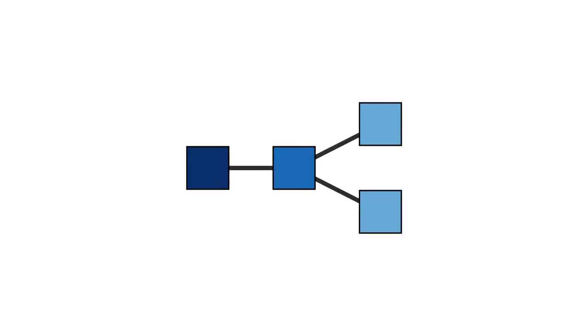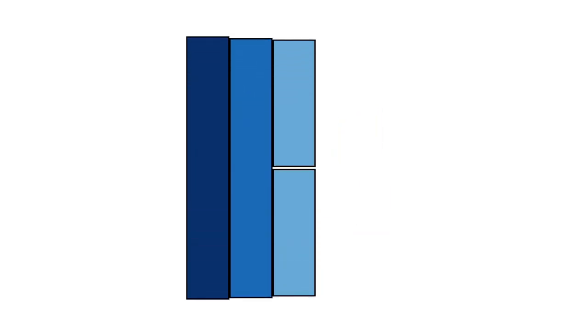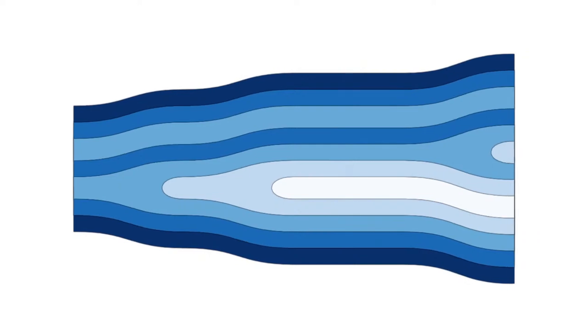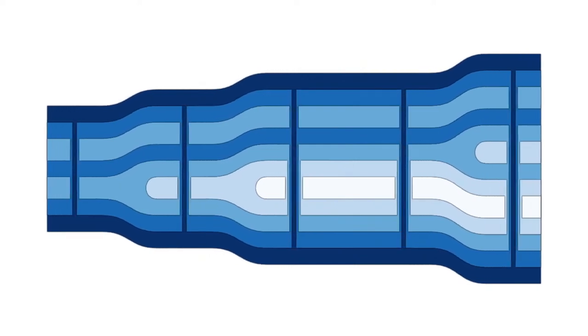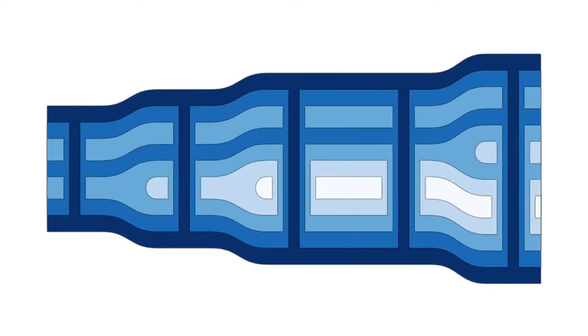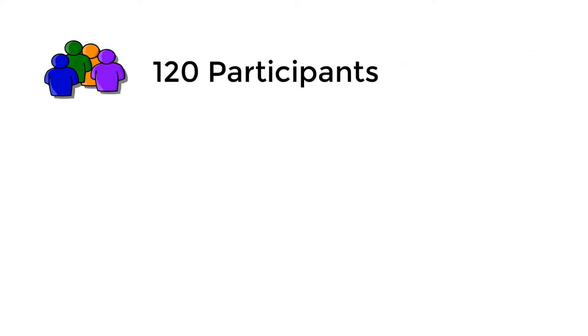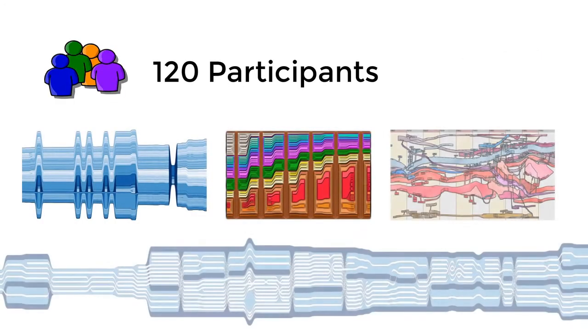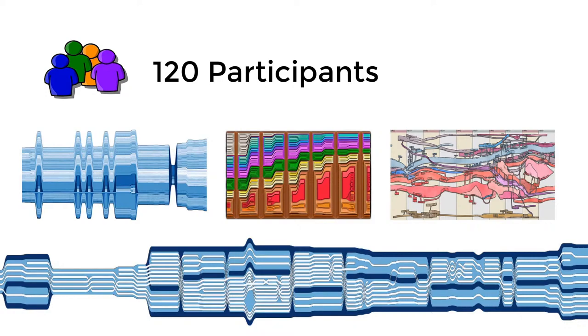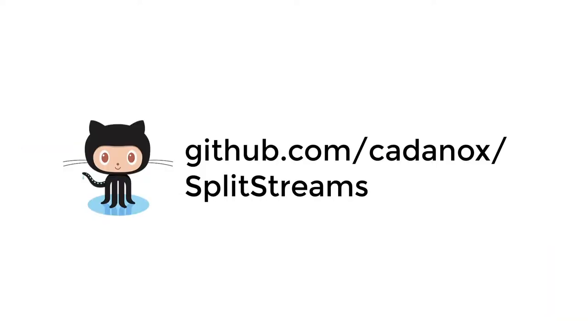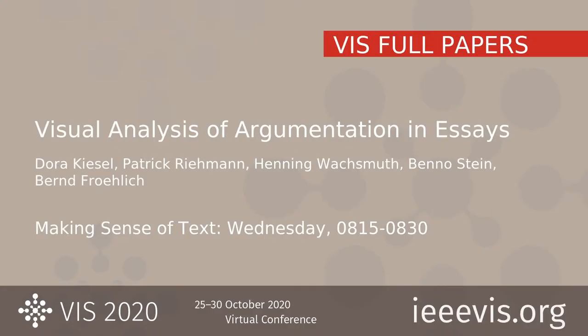We have seen many visualizations for tree data structures, but when showing changes in trees over time, some focus on displaying hierarchy, while others highlight their changes. With split streams, we combine two approaches and their individual benefits. We evaluated our method in a user study and consider it a general purpose method for the visualization of dynamic hierarchies. Our JavaScript library is openly available.